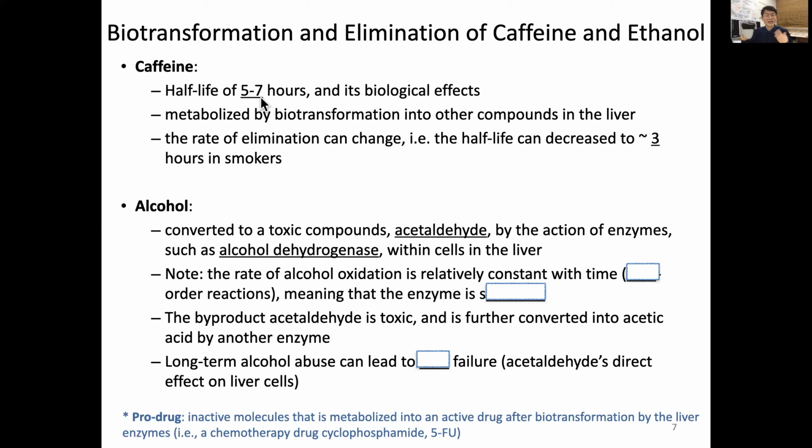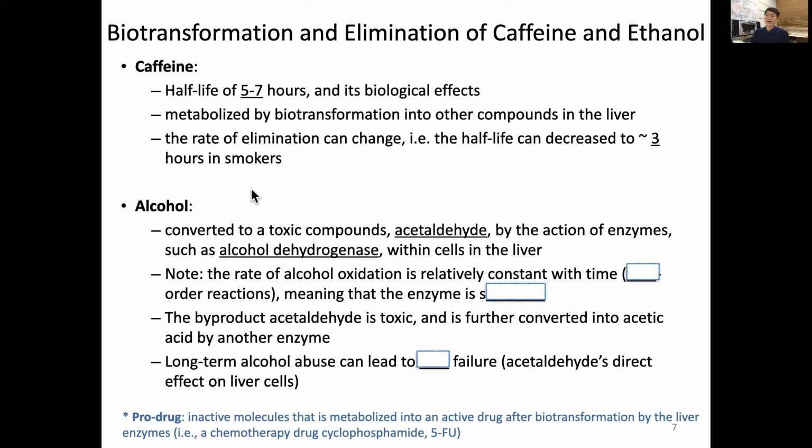It happens that he's a smoker. So I was curious, what happens to him? Why does he have no issue even when he drinks coffee, which of course includes caffeine? And actually I found that the rate of elimination can change, especially the half-life can decrease to 3 hours in smokers, which is interesting. And I realized why. My friend who is a smoker said it doesn't really matter whether it interferes with his sleeping or not.